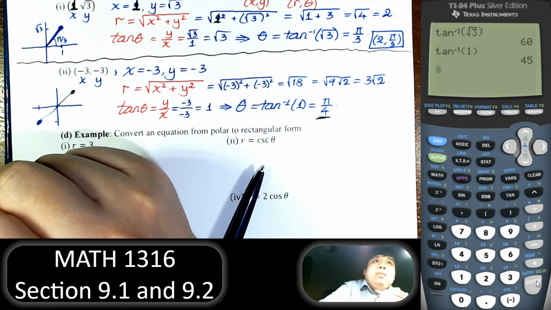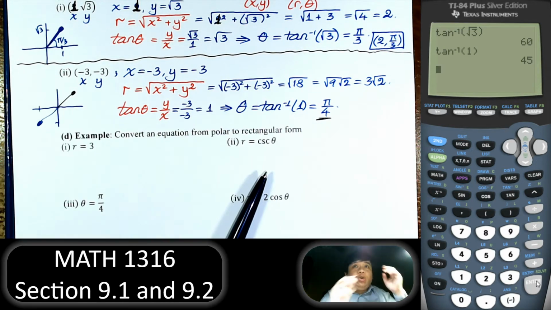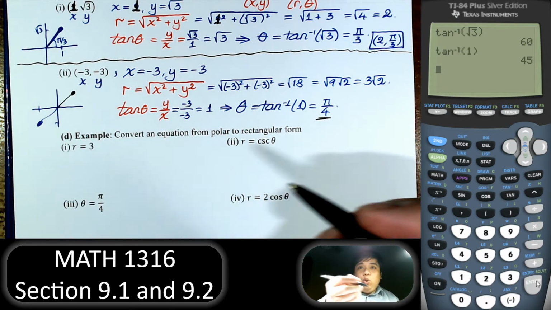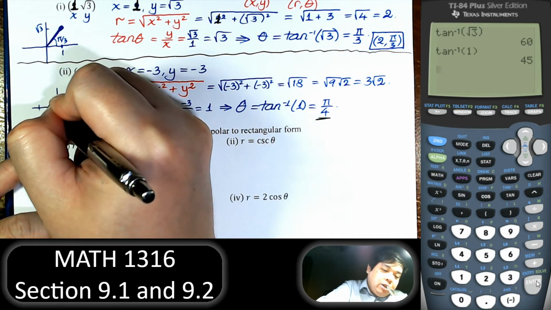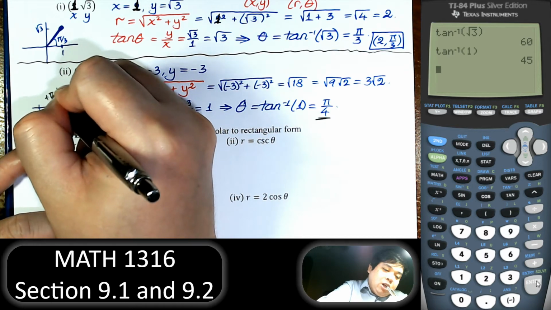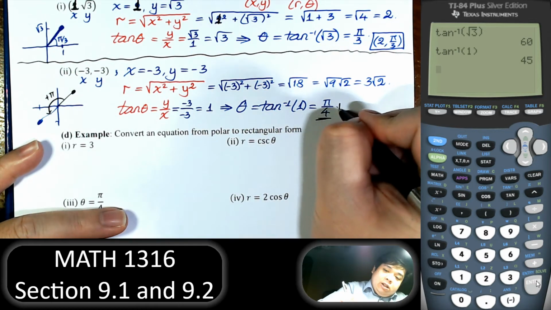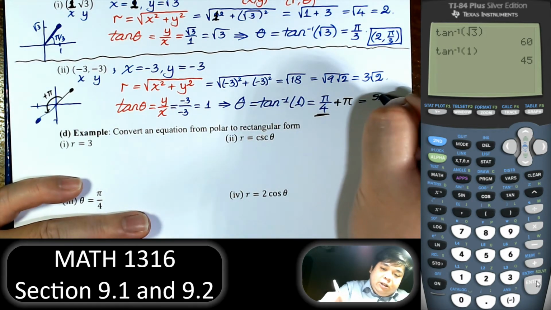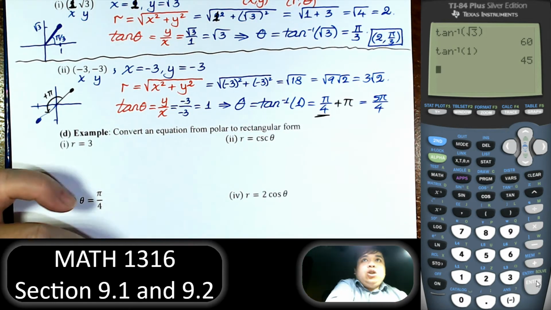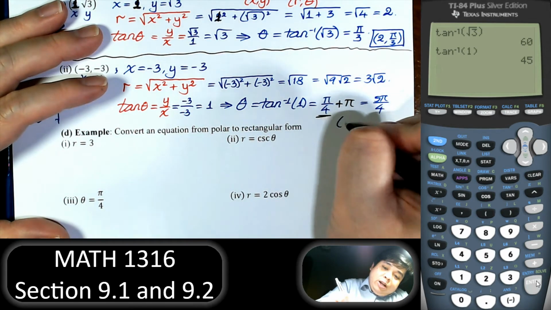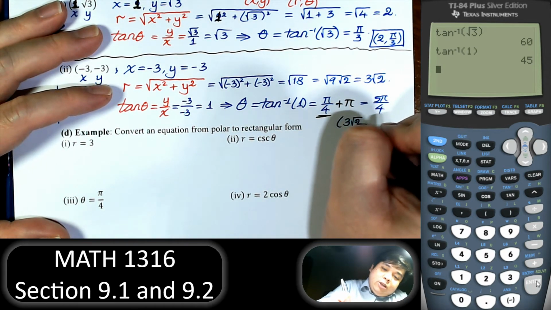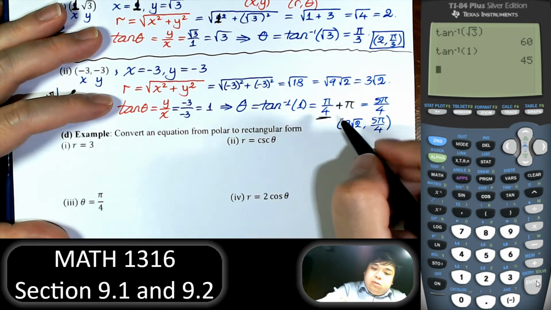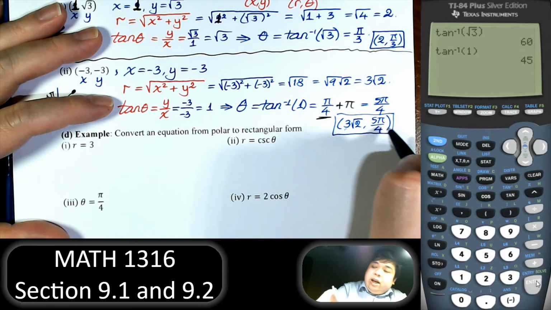Now, remember, when we solve for tangent, it could be tangent inverse plus k pi. So if it is not right, we can always add a period, which is a pi, to it. So we add a pi to it, so it will get into the right quadrant. So that gives us 5 pi over 4. Yeah. So we say the radius r is 3 square root of 2, and the angle is 5 pi over 4. So we have r and theta.